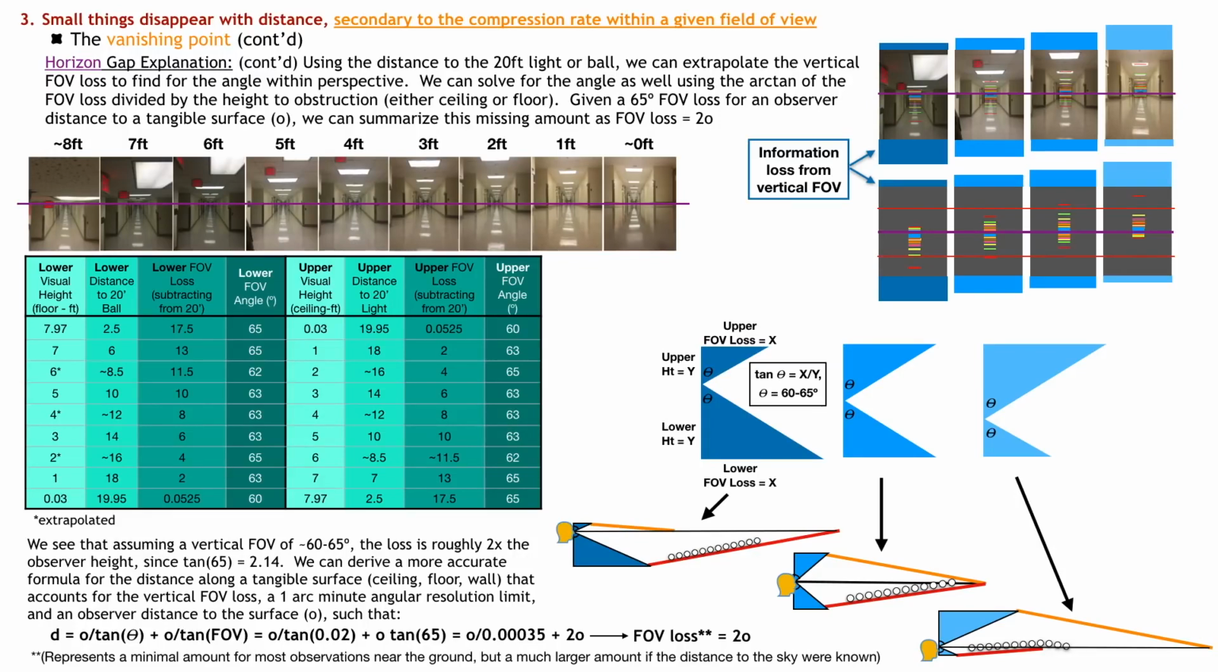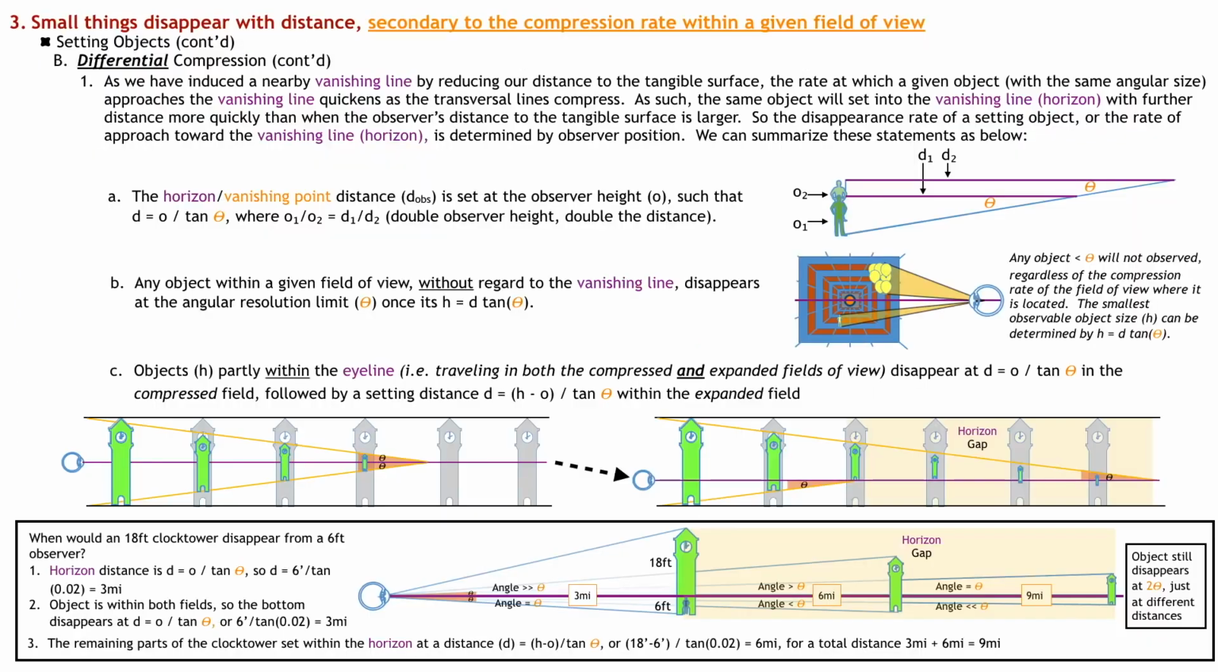I gave some diagrams up on the upper right to kind of show that if we have a greater distance to the tangible surface, either the ceiling or the floor, our field of view loss is going to be greater. And that makes sense. So continuing on with this differential compression, and hopefully the horizon gap makes a little bit more sense now. The main thing is that if I lower my eye height to the tangible surface, I bring that lower horizon inward, and the upper horizon moves further out at a further distance.